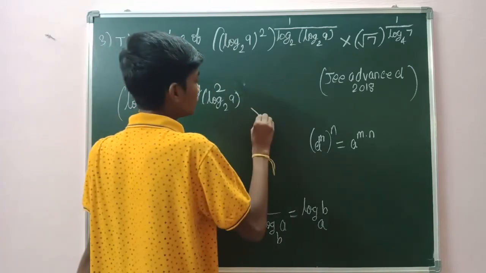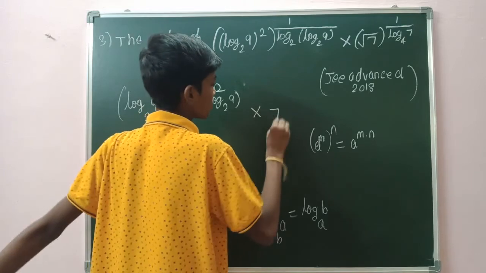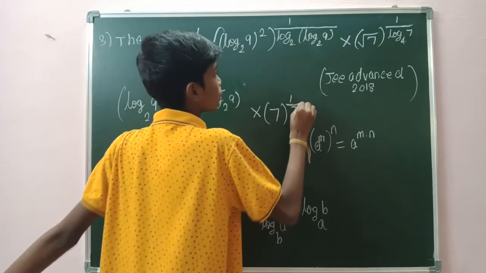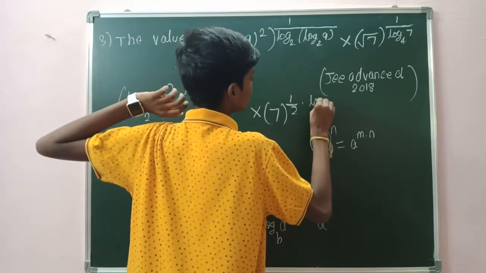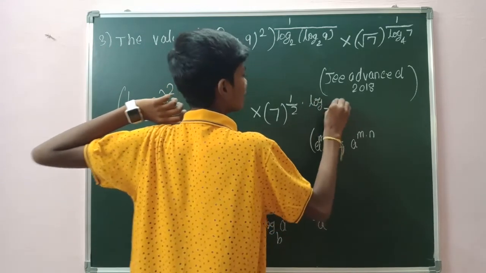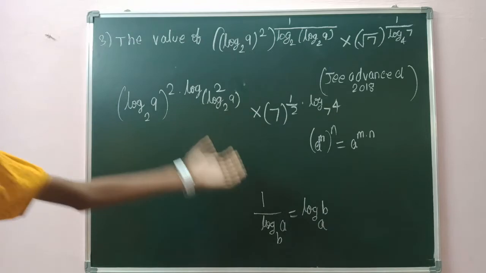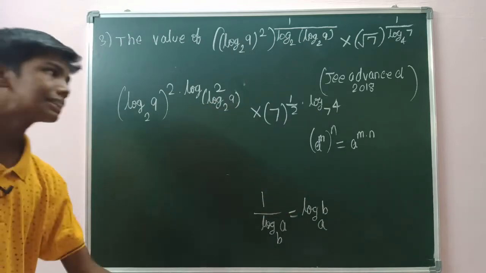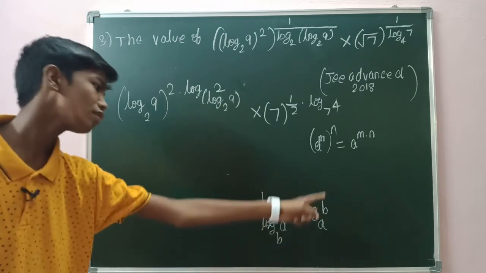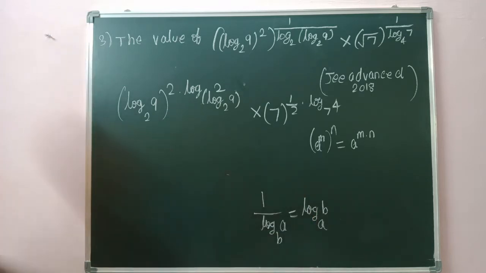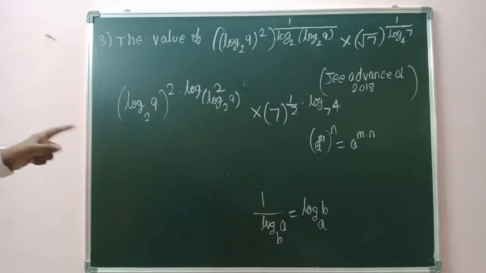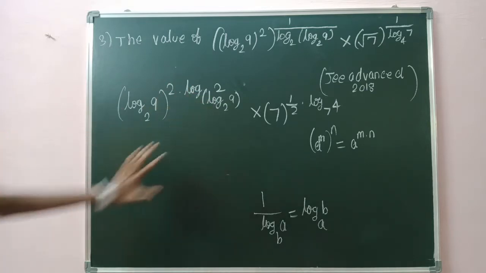Now, then I am having into root 7. Root 7 is 7 power 1 by 2. So 7 power 1 by 2 into, again the same property, this will be log to the base 7 of 4. Correct? Just inverting your base and your inside value. 1 by log to the base a of b is log to the base a of b. Hence, now listen very carefully. 2 into log to the base 2 of 9 of 2. This is what I am having, right?